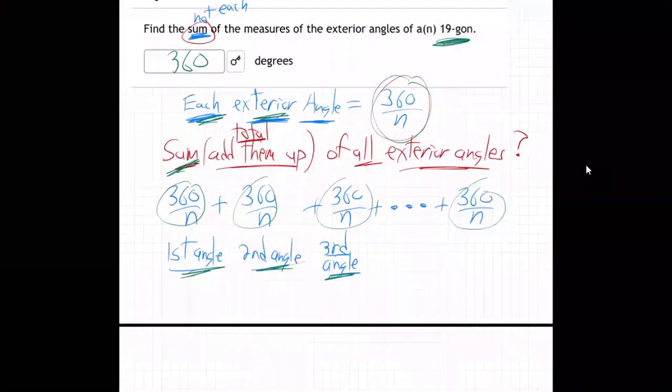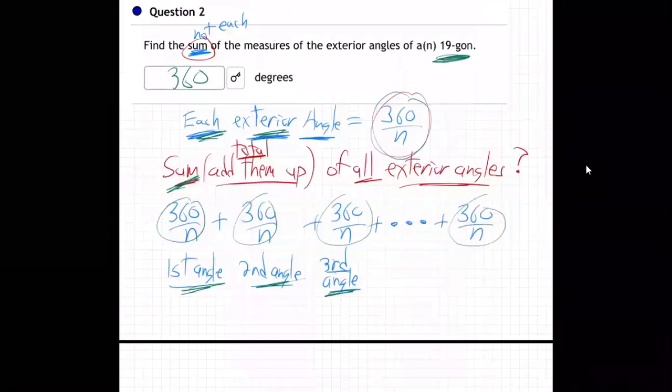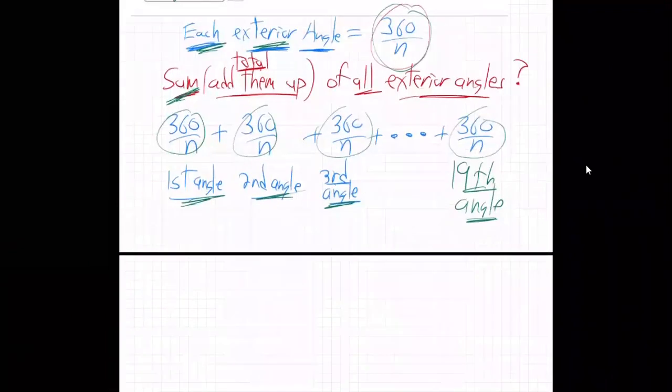How do you add up a bunch of these? Well, what did I have? I had 19, so this would be the 19th angle. You might have had a different number. Let's just think for a minute. I had 19. So how do you add up the same number? How are we going to add up 360 over n, 360 over n, 360 over n, 19 times? I have 19 of those, right?